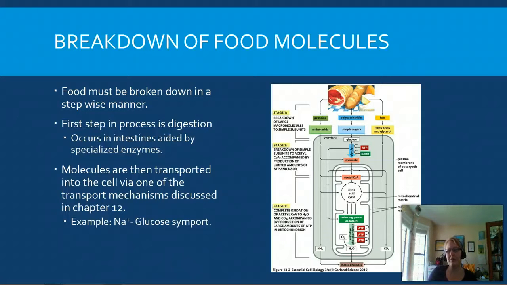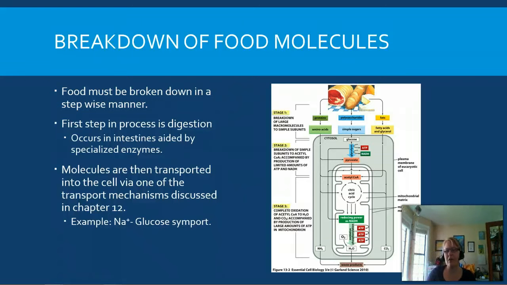And this is really important because if you remember in chapter 3, we talked a lot about how a lot of breakdowns and things like that can't happen in one step because of the massive amounts of energy demands. And so that's why it's important that we understand that there's several stages to breaking it down. So we start with stage 1 where we break down those large macromolecules into the subunits. Then we have stage 2 where we do the glycolysis process, and then stage 3, which is where we complete the citric acid cycle and the electron transport chain.